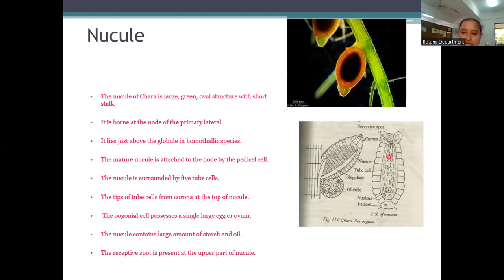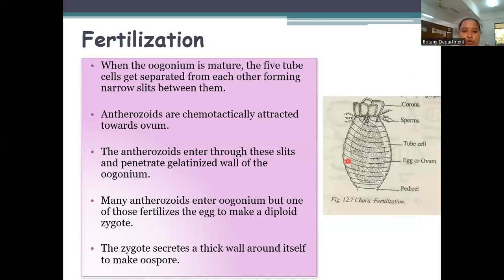5 lower cells, you can observe the lower ones. These are the 5 tube cells. The corona cells form a cap over the oogonium. When the nucule matures, the tube cells below the corona separate to form pores. This is the development of the nucule.